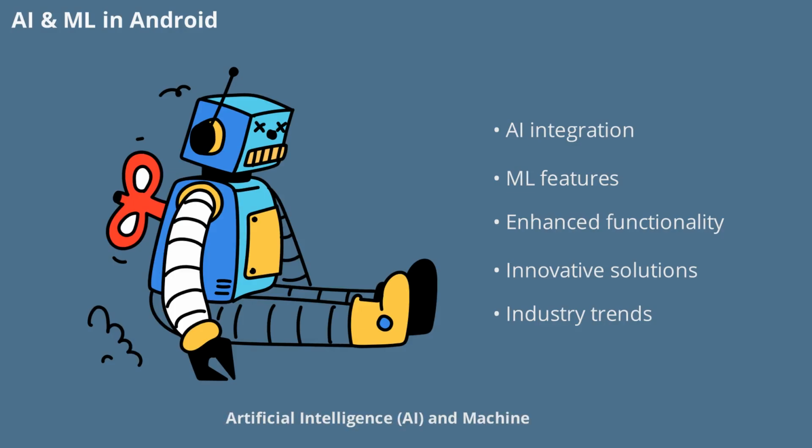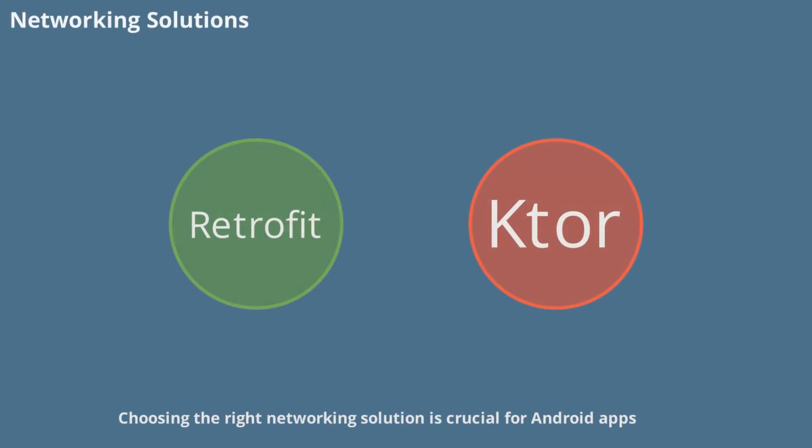Artificial intelligence, AI, and machine learning, ML, are transforming Android development. Integrating AI and ML features such as image recognition or predictive analytics can enhance app functionality and user experience. Sharing your experience with AI and ML libraries and frameworks in interviews demonstrates your ability to innovate and stay ahead of industry trends.